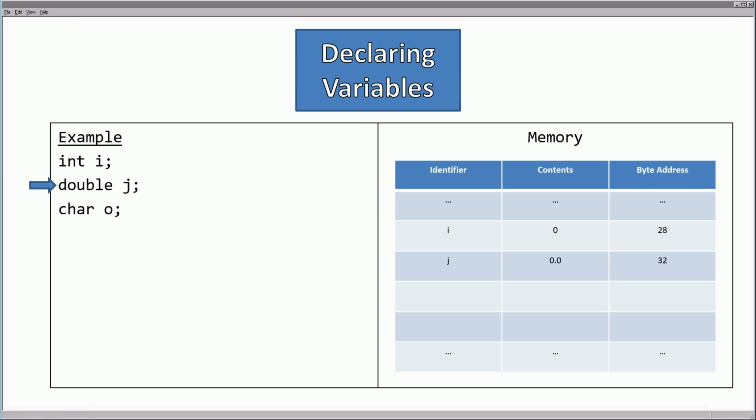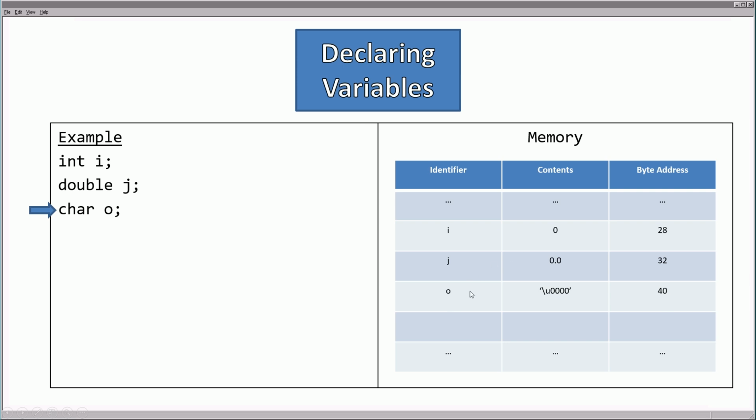Now the reason why we're pointing this out is if we start at this byte address 28, we know that integers are 4 bytes in memory. So going from 28 up until 32, this is the contents of the integer value. We also know that doubles take up 8 bytes in memory. So once we get to character o and we declare that, we add 8 plus 32, which now this character starts at byte address 40.